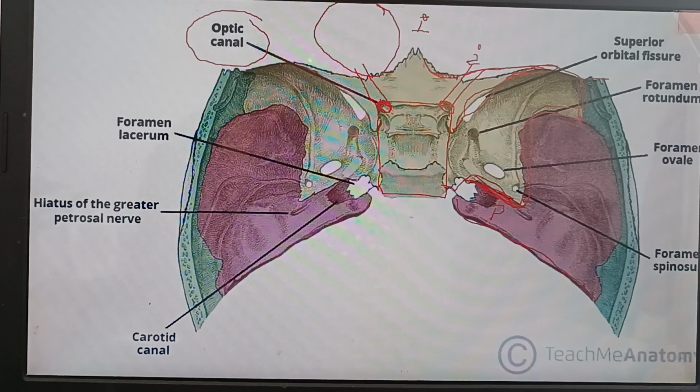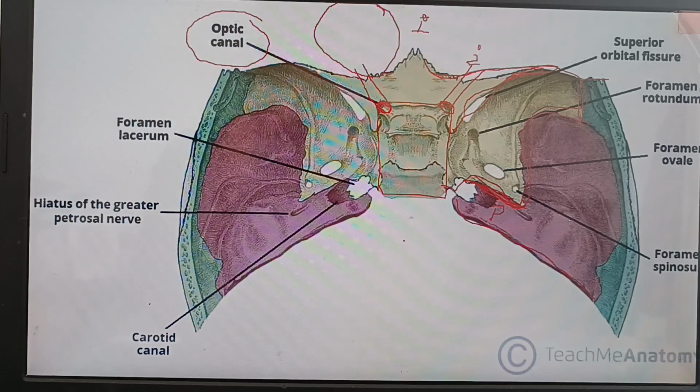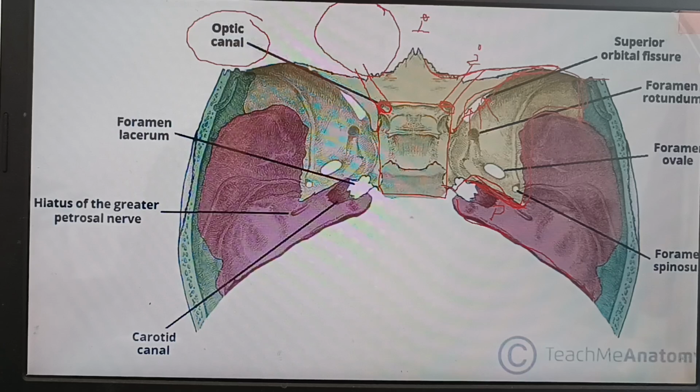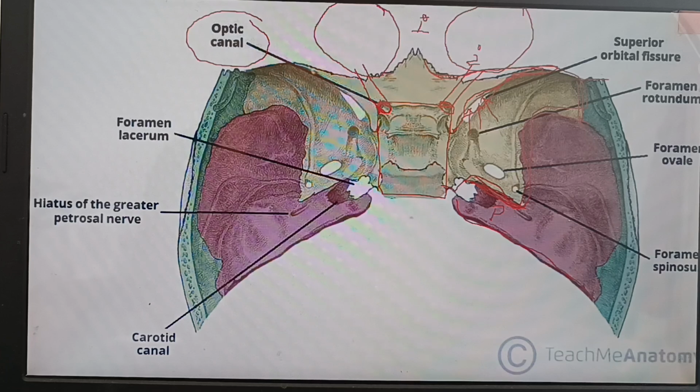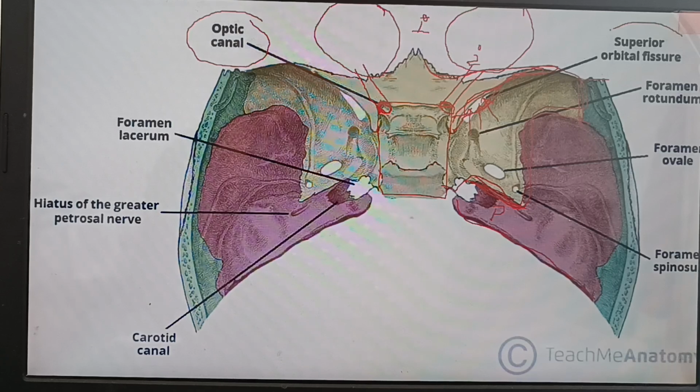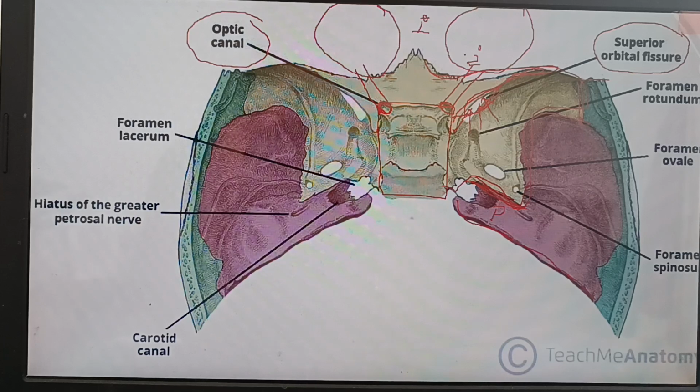Now what about the other cranial nerves? Let's see cranial nerves 3, 4 and 6. 3 is the oculomotor nerve, 4 is the trochlear nerve, and 6 is the abducens nerve. We know all these 3 nerves act as motor nerves to the eyeball. So this will go like this: 3, 4 and 6 will enter the orbital cavity through a gap between the lesser wing of the sphenoid and the greater wing of the sphenoid. This gap is called the superior orbital fissure. So by and large we can understand that nerves number 2, 3, 4 and 6 have entered into the orbital cavity.